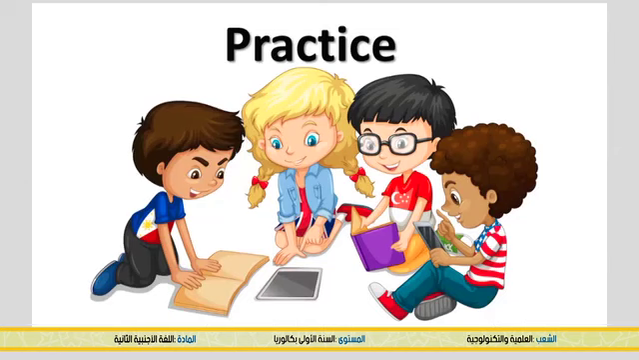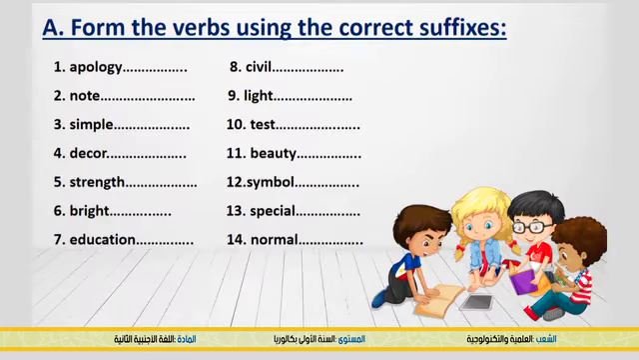Let's now do some practice. A, form the verbs. Notice the verbs using the correct suffixes. We have 14 words. Let's form the verb using the suffixes we have just seen. Number 1, apologize. What is the verb here? We say apologize. Apology is a noun, and the verb is to apologize. Notify, the verb is to notify.